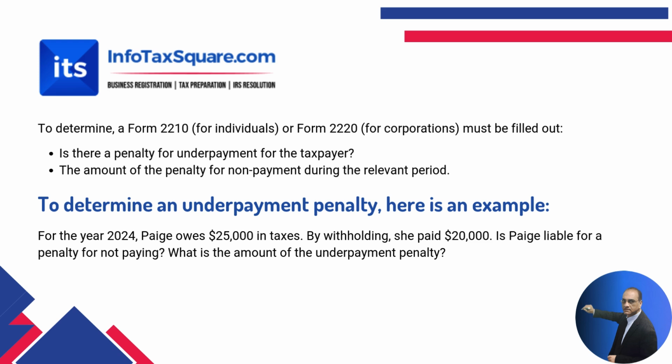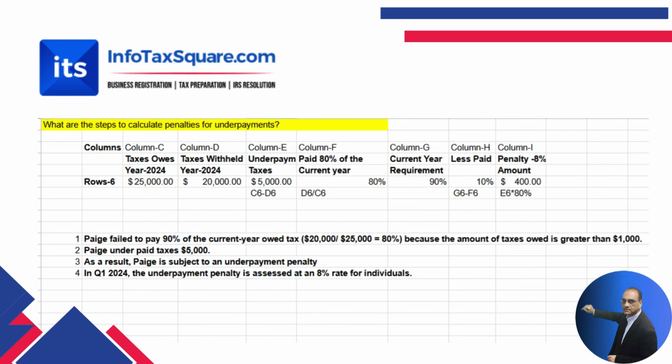So, Paige, who was a taxpayer, had to withhold $25,000 in 2024, but she only withheld $20,000. So she was off by $5,000. Thus, she has to pay $400 in penalty, which is 8%. 8% of $5,000 is $400.